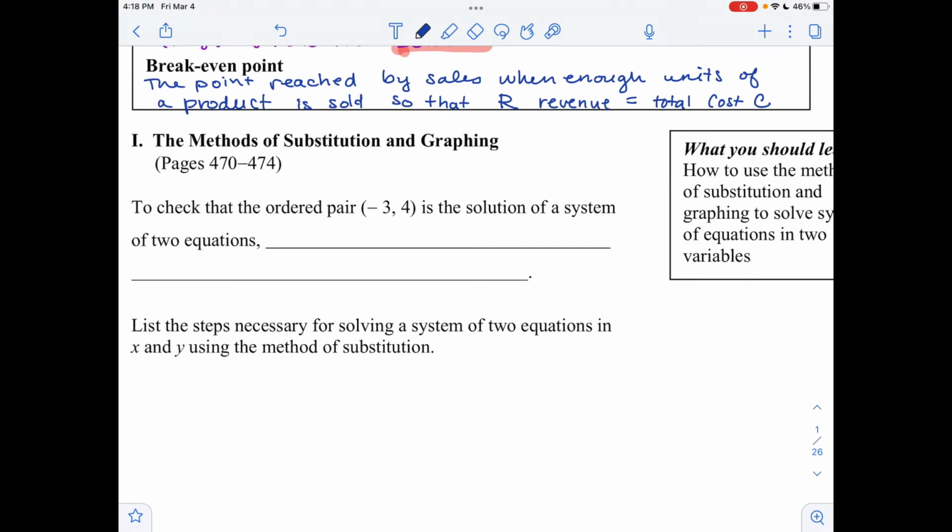So, to check that the ordered pair specifically (3, 4) is the solution of a system of equations, we're going to substitute -3 for x, and you're going to put in 4 for y in each equation of the system, and check it.